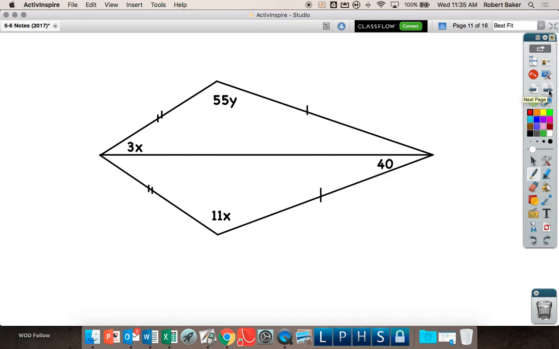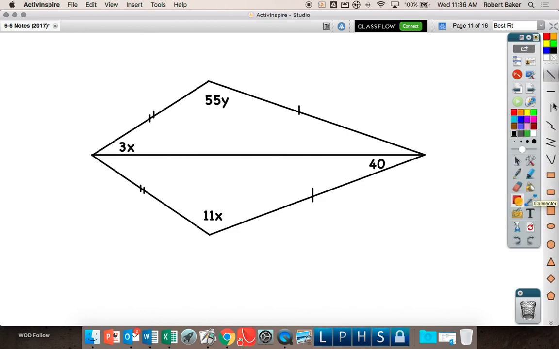Now, what shape is that? It's a kite. It is a kite because it has two pairs of consecutive congruent sides. Now, all the people in the last class were like, Baker, please draw this diagonal. No, why would you do that? Because it makes you want to see that it is a kite, and you don't need that diagonal, because then you cover up the corner.